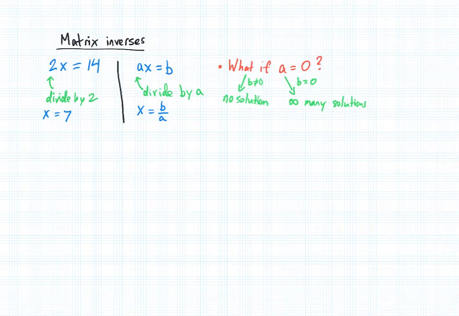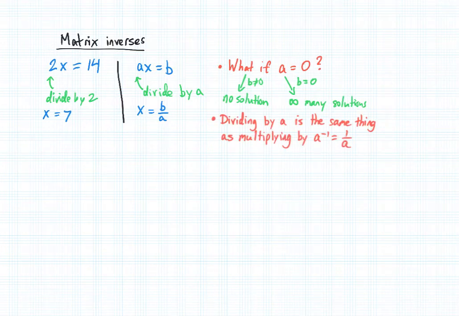And then the second point that's worth making is that dividing by a is actually the same thing as multiplying by a to the minus 1, which is 1 over a. So the point here is that even though we think of division as being one of the four fundamental operations that you can do with numbers, it's something that you could possibly ignore. And any time that you want to do division, you could potentially rephrase it in terms of multiplication.